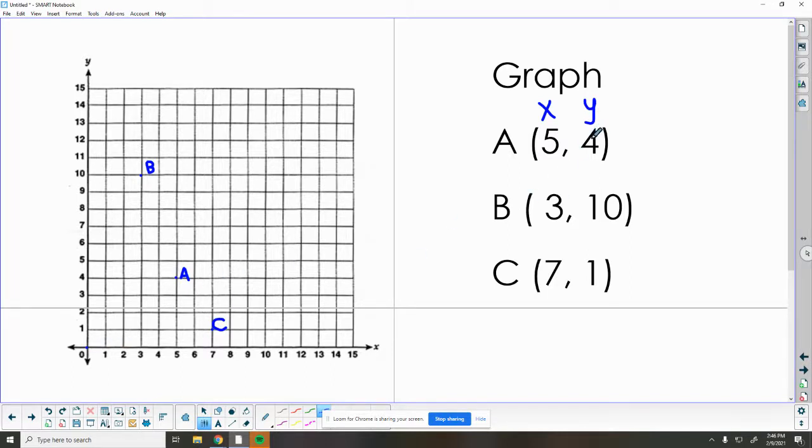If I went backwards on this first one and I went over 4 and up 5, I would be in a different location. So these are helping us know where things are. So if you tell somebody over 4, up 5, that is different than over 5, up 4. So these are called ordered pairs, always over, then up.